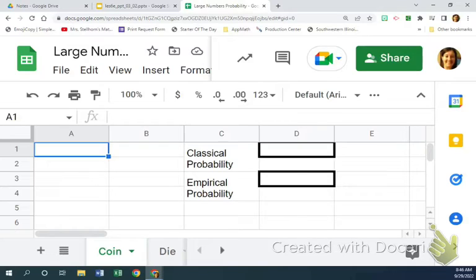Okay, going to look at the difference between classical and empirical probability. First off, I think we're going to be able to do the classical probability right away. Classic probability for a coin, okay? Let's concentrate on heads. So what is the probability of getting a heads when you flip one coin?